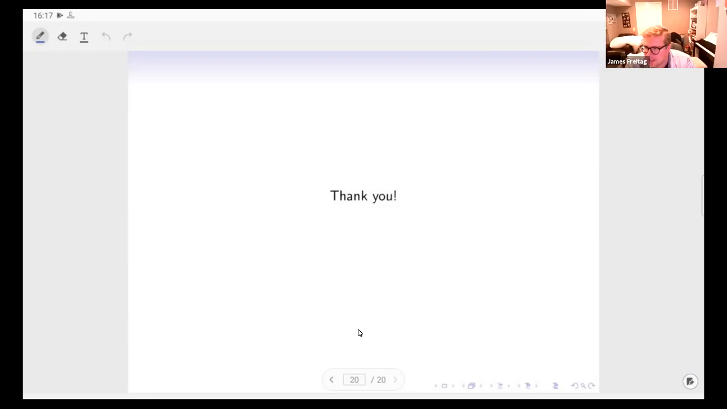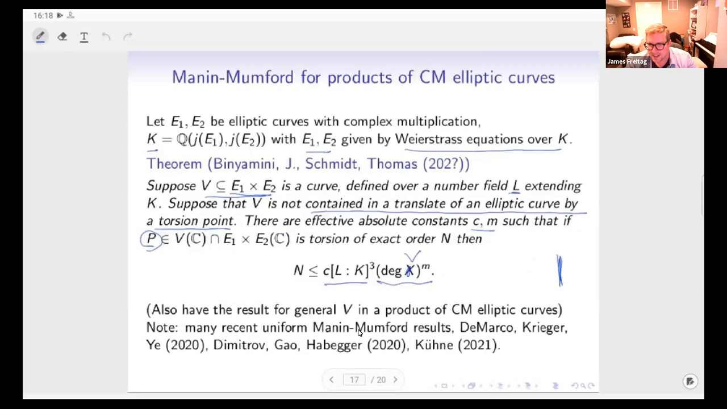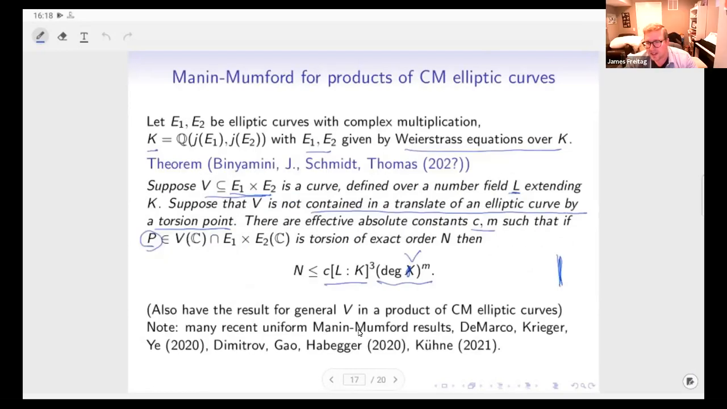I have a question. Sure. Gareth, it's about, I guess it could in principle be about a few different slides, but the first diophantine application, about the product of elliptic curves, I think. So compared to these other results that come later, can you say what additional uniformity those had compared to what you did?